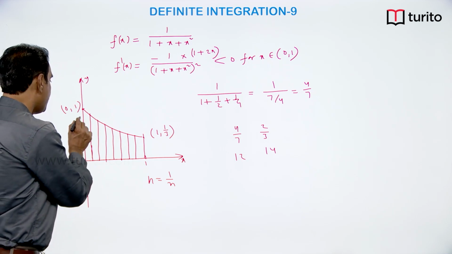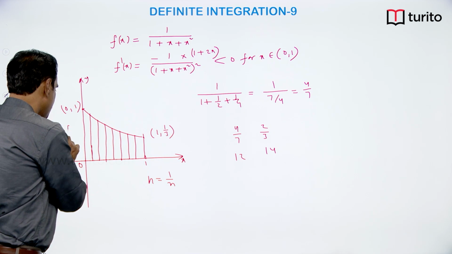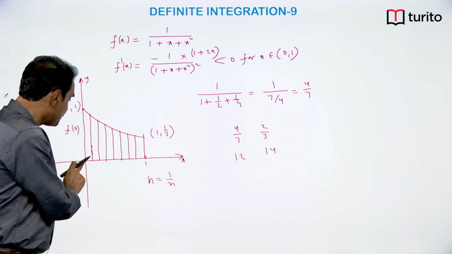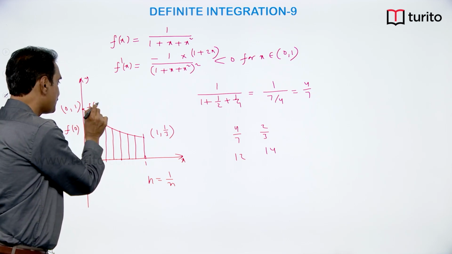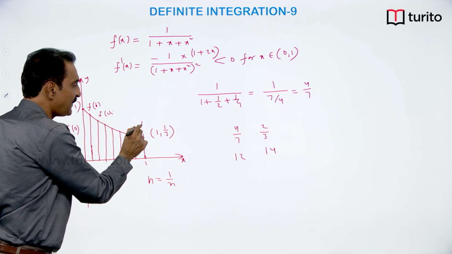Okay. Now, what is the first ordinate? F of 0. What is the second ordinate? F of 0 plus h, that is f of h. Next is f of 2h and so on, last is f of nh.